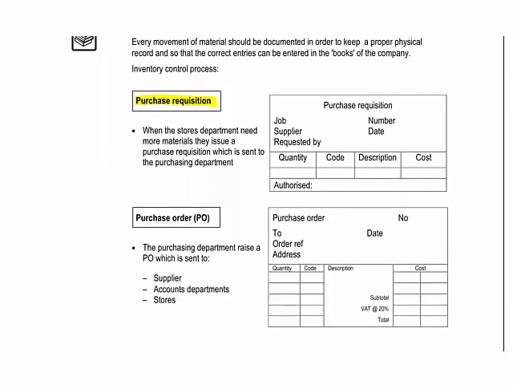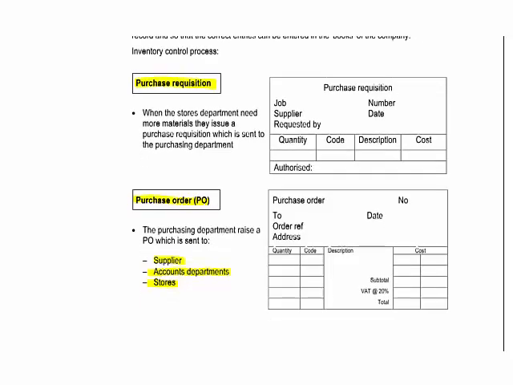The stores department will pass that to a purchasing department, who will raise a purchase order, which gets sent out to the supplier to actually order the goods, the accounts department so that they are aware when the invoice comes in that the goods were ordered, and the stores department so that they know what is on its way.